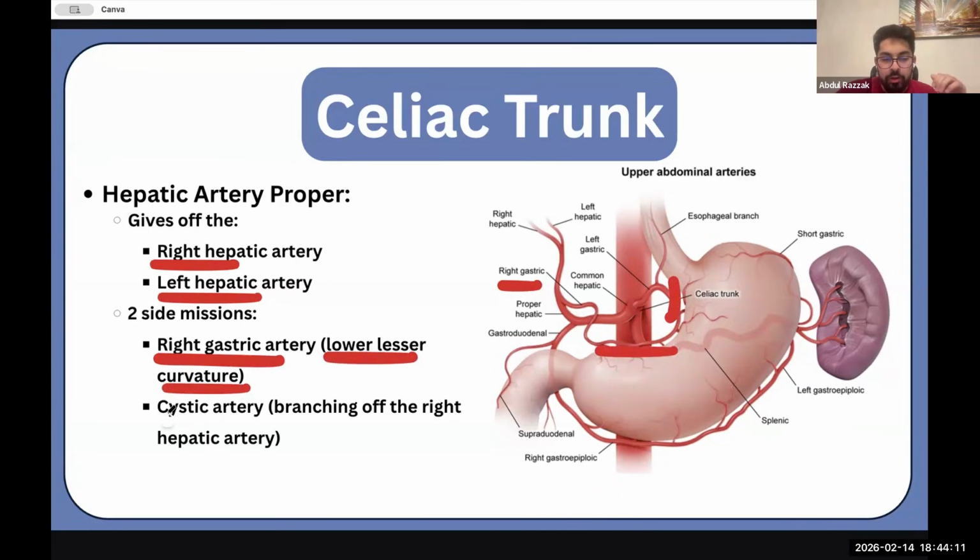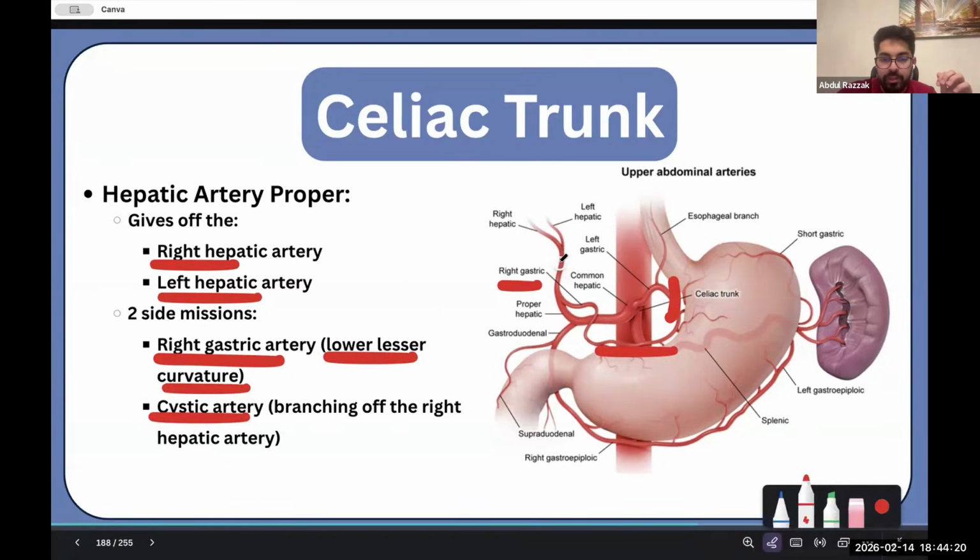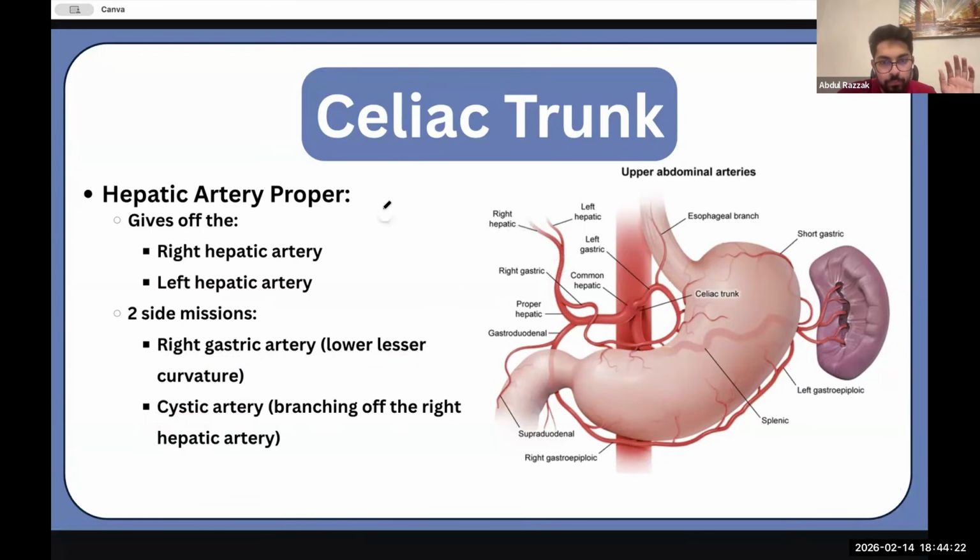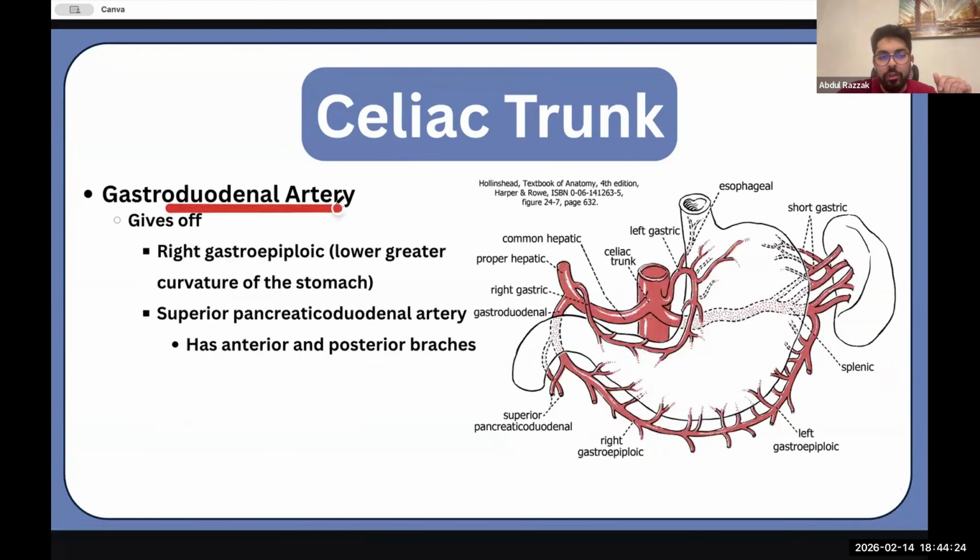The other artery it gives off is the cystic artery, which Samhar explained, supplying the gallbladder. This could be either branching from the hepatic artery proper itself or from the right hepatic artery. Okay, next, gastroduodenal artery. It's the other branch of the common hepatic artery. Tamam? As the name indicates, it supplies the stomach and the duodenum. The artery to the stomach is also the right gastroepiploic artery. Tamam? It goes and supplies the lower greater curvature of the stomach.